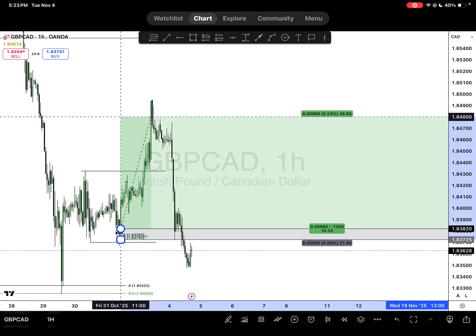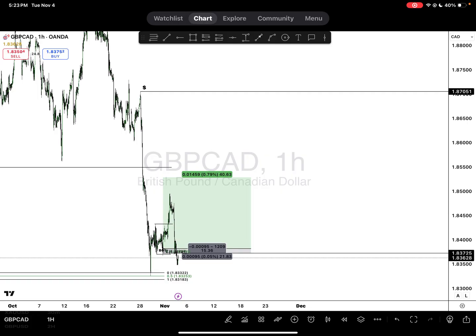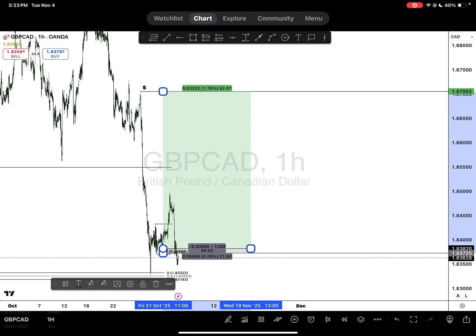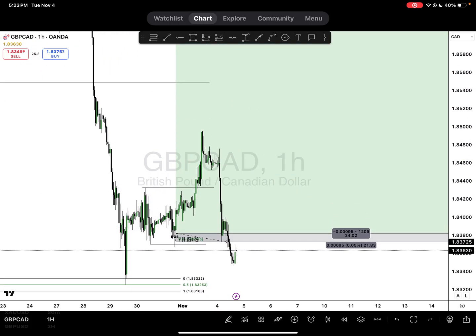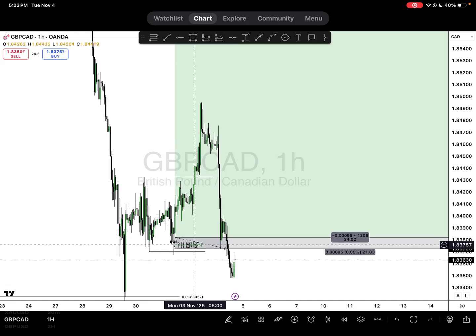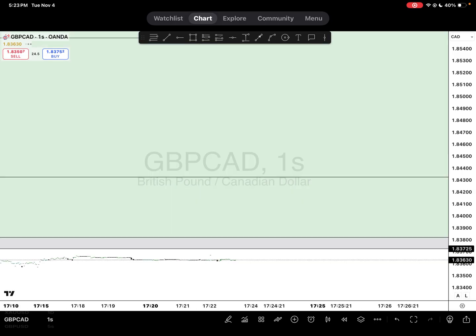But ultimately, I was looking for a swing on this towards continuation, at least till this high here. But ultimately, price decided to forego doing that and stop me out here. So now I want to see, why did price do that?